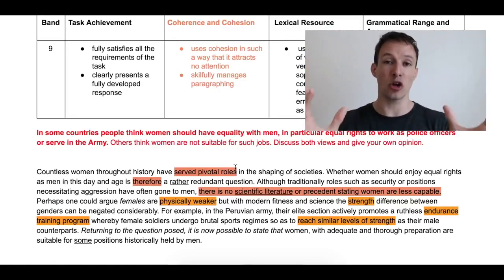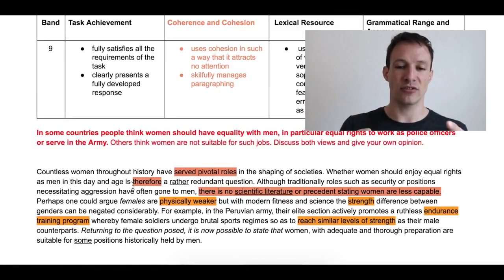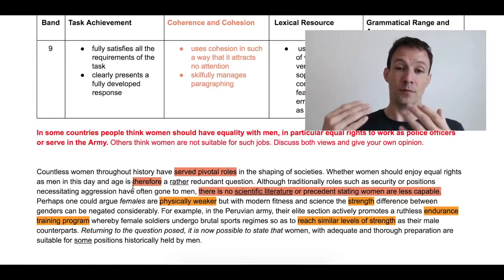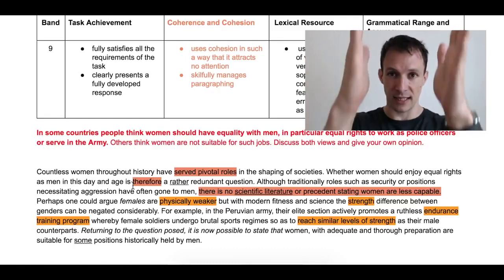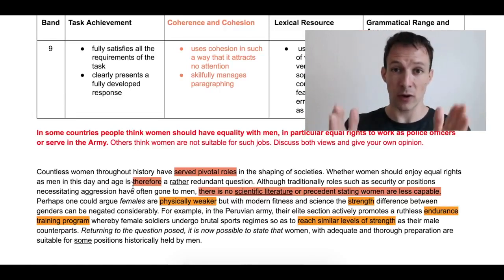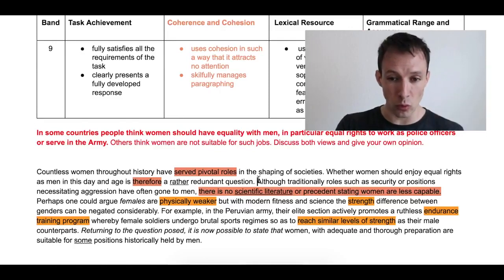This is what makes it coherent and cohesive. Now then, here we say "therefore" is a redundant question. So I'm referring back to the question, which is also, like we said, for task achievement, but I'm keeping it compact in one line of thought. Also, I'm talking about traditional roles here. Perhaps that should have been highlighted as well, because we're talking about police officers, we're talking about the pivotal roles.